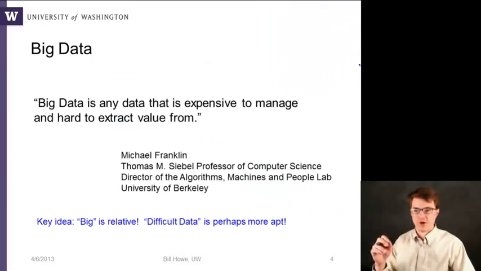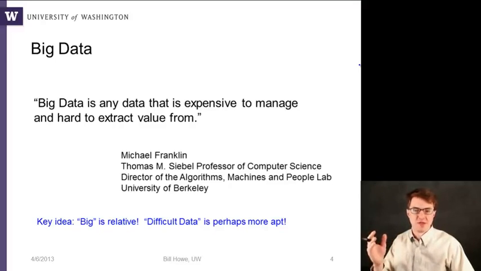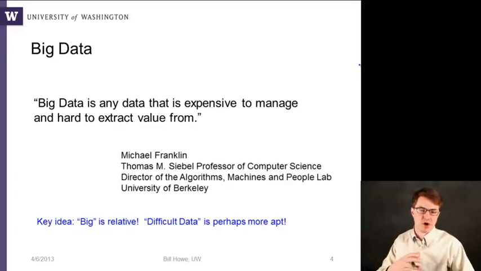Okay. So fine. So just a little more on the term big data. The notion that Mike Franklin at the University of Berkeley uses, which I like, is that big data is really relative, right? It's any data that is expensive to manage and hard to extract value from. So it's not so much about a particular cutoff. What makes it big? Is a petabyte scale big versus a terabyte scale small, or a gigabyte scale very small since it fits in memory on your machine?